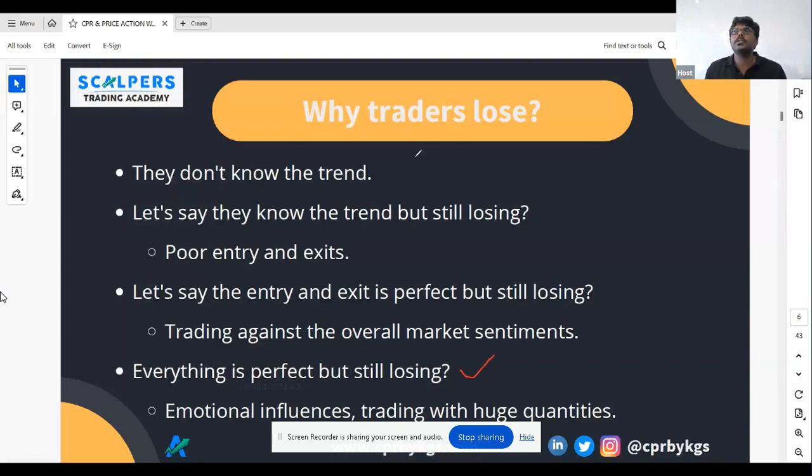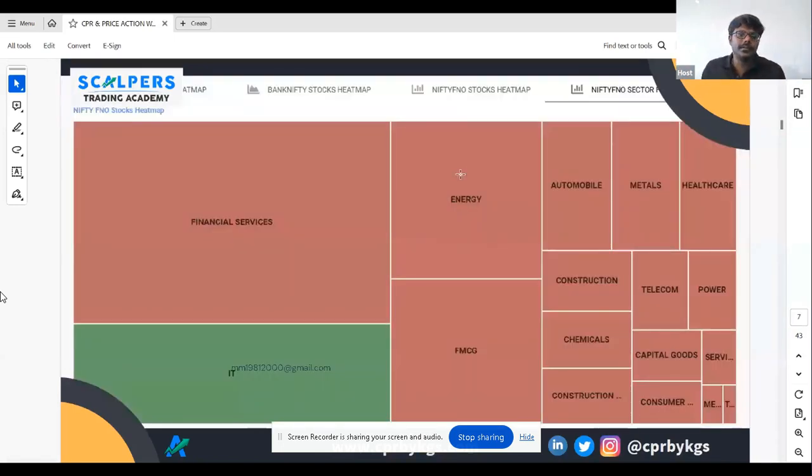Clear? So this is the last secret, that is position sizing. You should know when you should increase the position and when you should decrease the position. If you know that, you can survive in this market. So this is the major reason which I personally feel traders lose money. Now if you search in Google why traders lose money, there will be hundreds of points. Those are general pointers, but I feel this is the real reason.